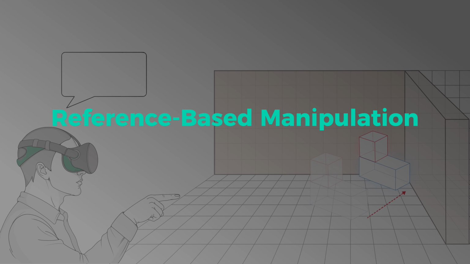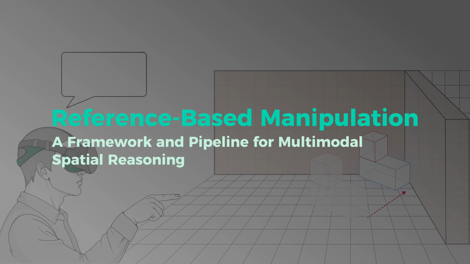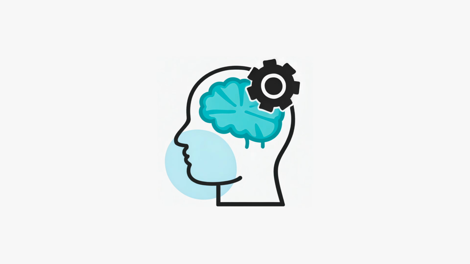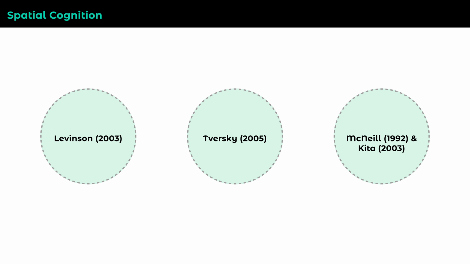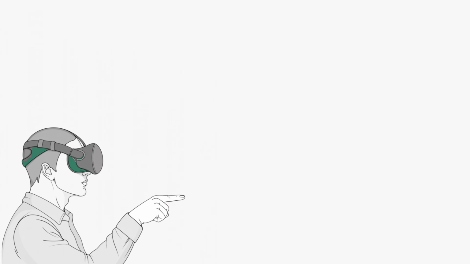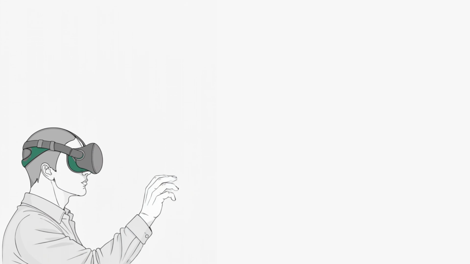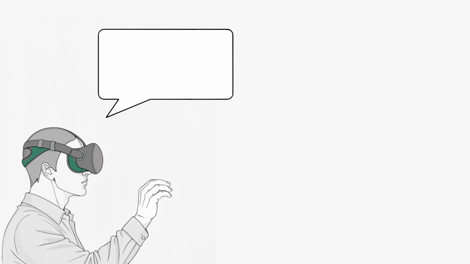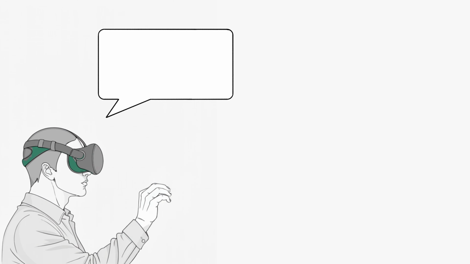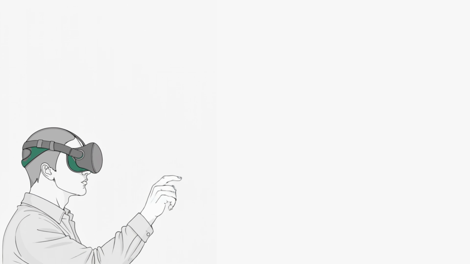We introduce reference-based manipulation, a framework and pipeline that treats the reference as the construct underlying spatial intent in VR. Our research is inspired and grounded by spatial cognition theories. Based on the theories, we set out to first observe the natural behavior patterns in how users use speech and gestures to specify spatial intents for manipulating objects in VR.